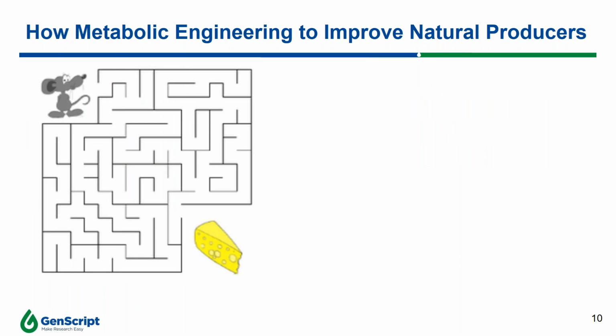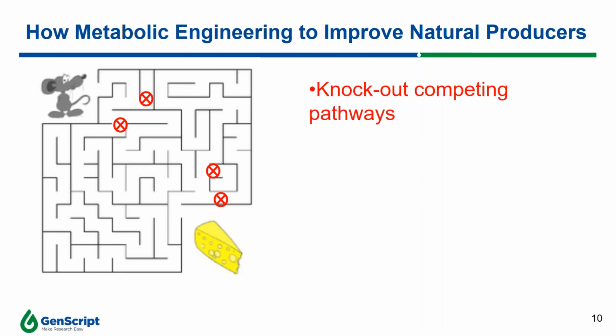So how can metabolic engineering improve the natural producers? I looked for information through social media, magazines, and articles, and I came across this picture, an analogy that best describes metabolic engineering in terms of improving the natural producer. What you see here is a maze, and the mouse is trying to figure a way out to get to the destination for the cheese. There are a number of routes that the mouse can use, but we know that not all the routes are productive. So in the field of metabolic engineering, what you need to do is to eliminate those non-productive routes.